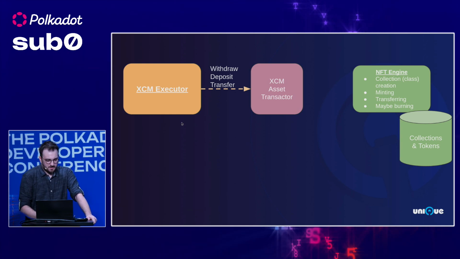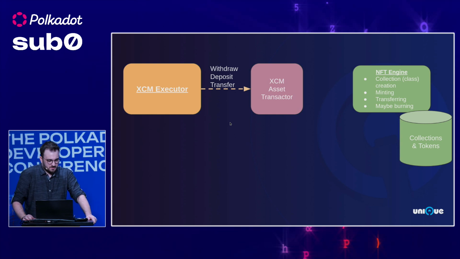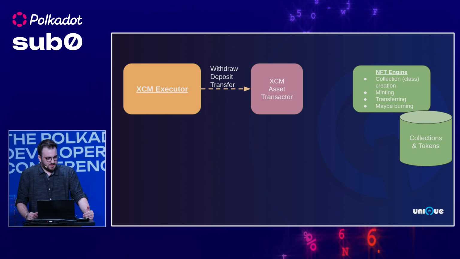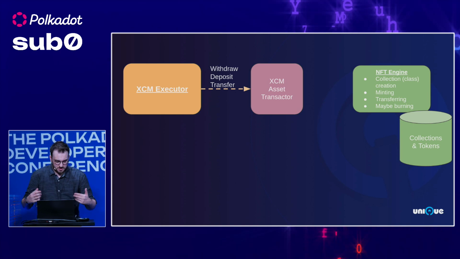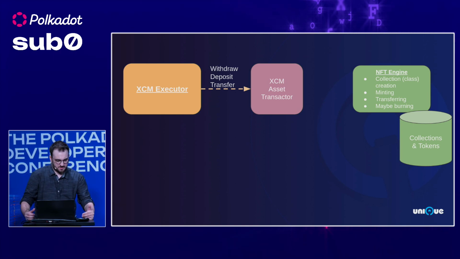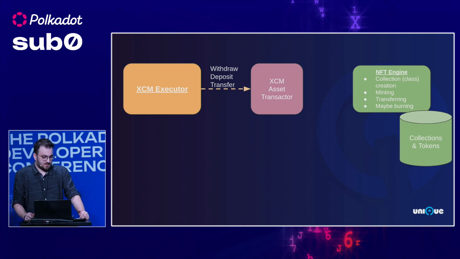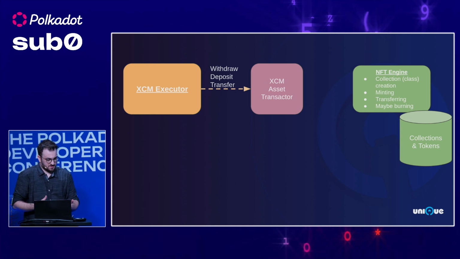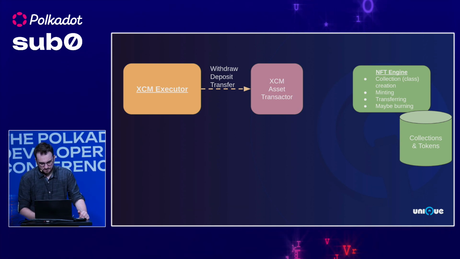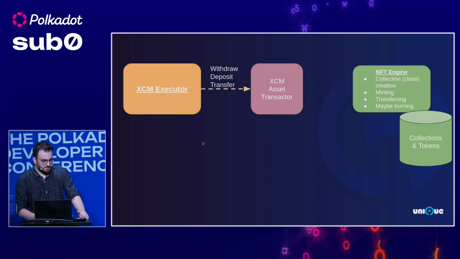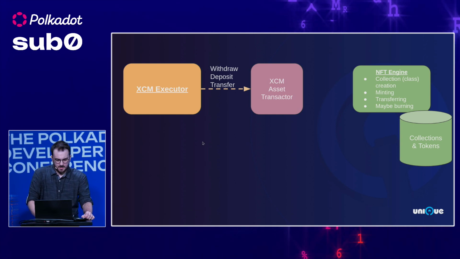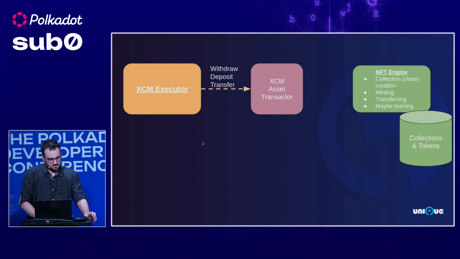So, the transfer-related instructions are backed by the XCM asset transactor. The asset transactor is an entity the chain must provide so the XCM executor can use it to execute the transfer-related instructions. Without it, the XCM executor doesn't know how to transfer something on this particular chain. So for NFTs minted on this particular chain, the asset transactor needs just the transfer operation of an NFT engine.